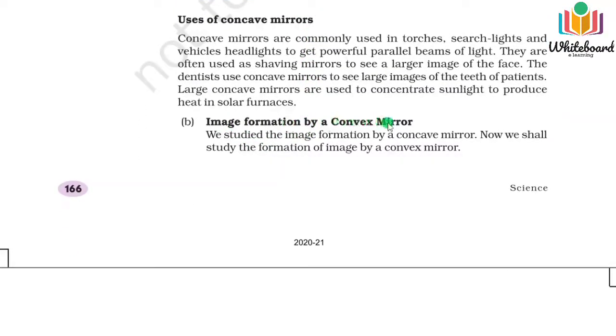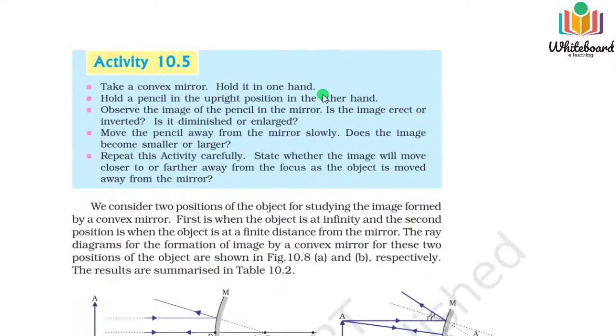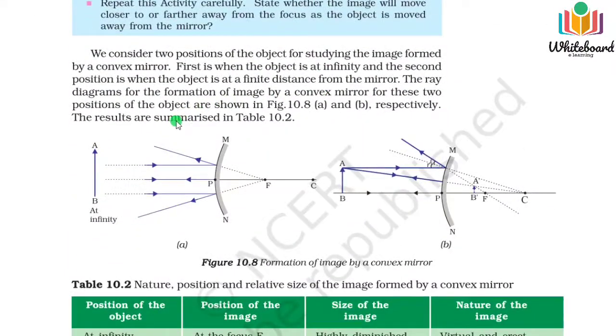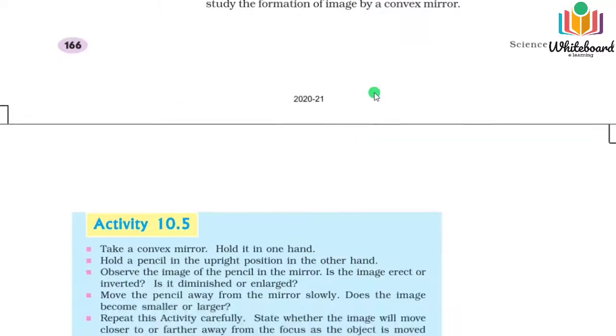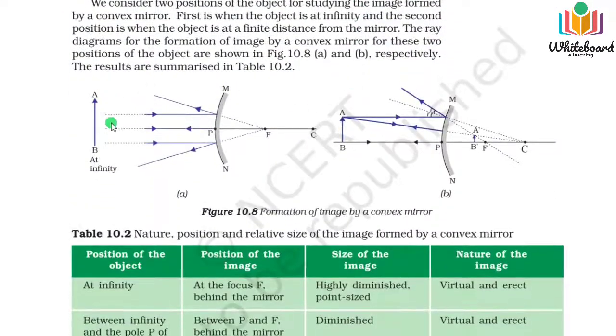So image formation by a convex mirror, and uses of the concave mirror you must read here. So go through this passage. And now, if you want to know how the images are formed in the convex mirror, then this is the perfect figure. Two figures are there, so it will complete the whole portions about the convex mirror imaging.